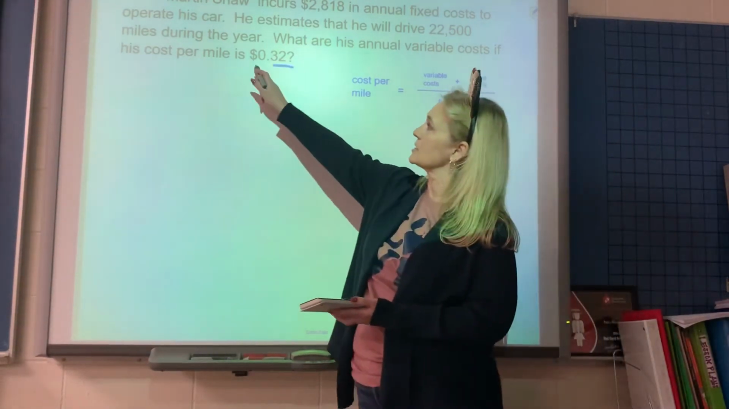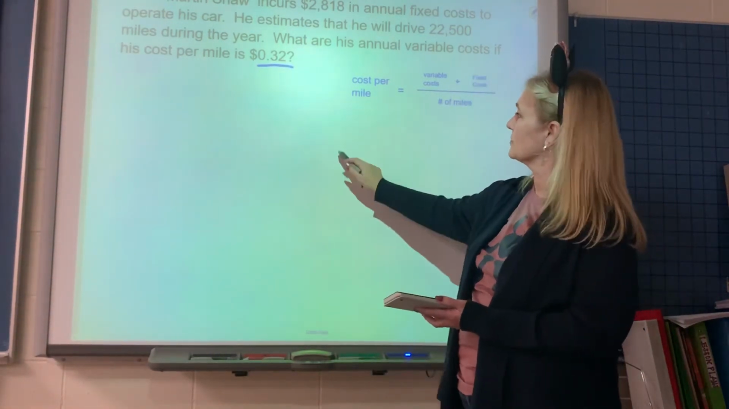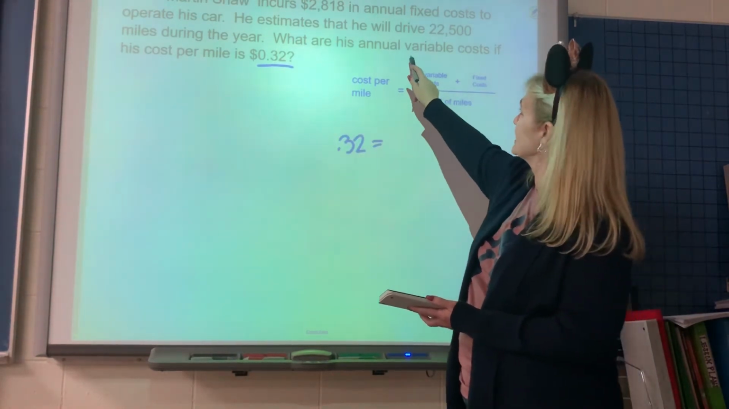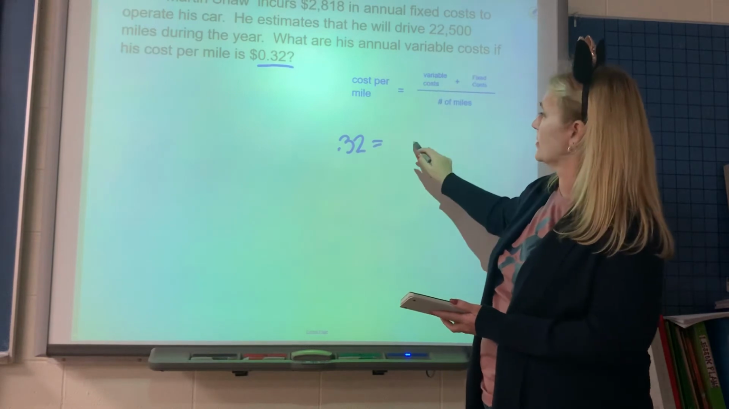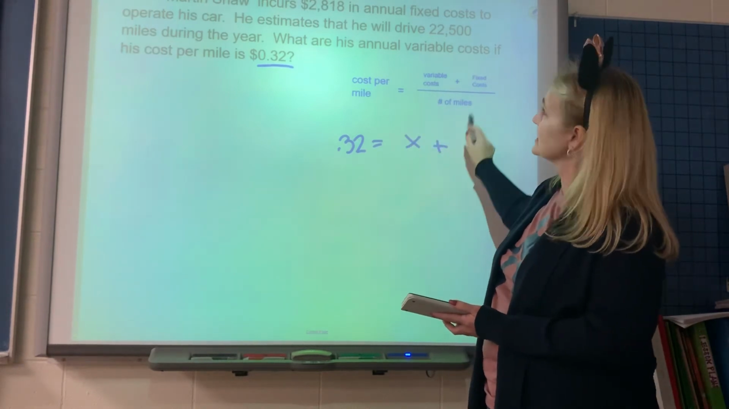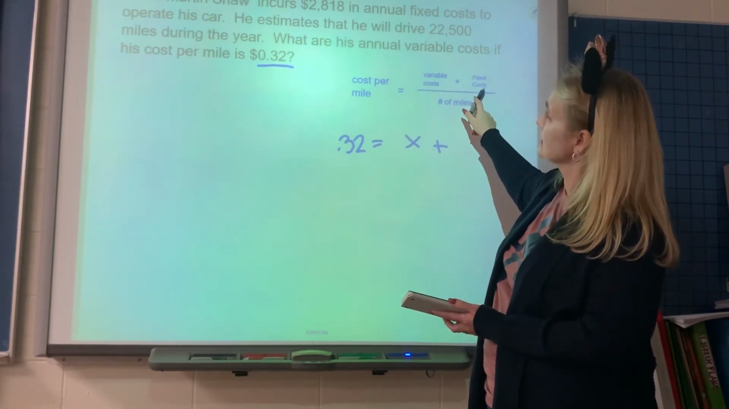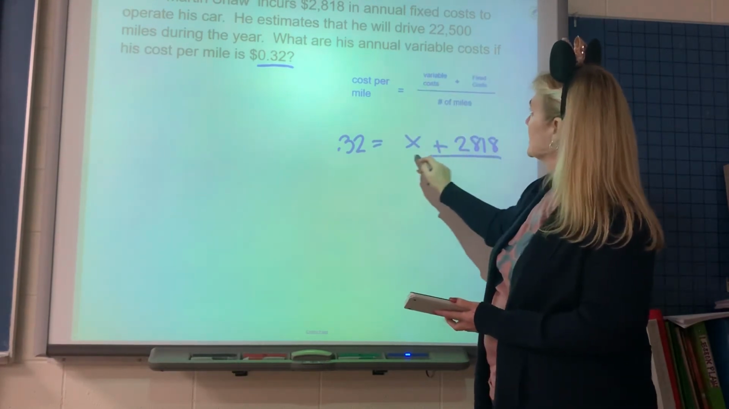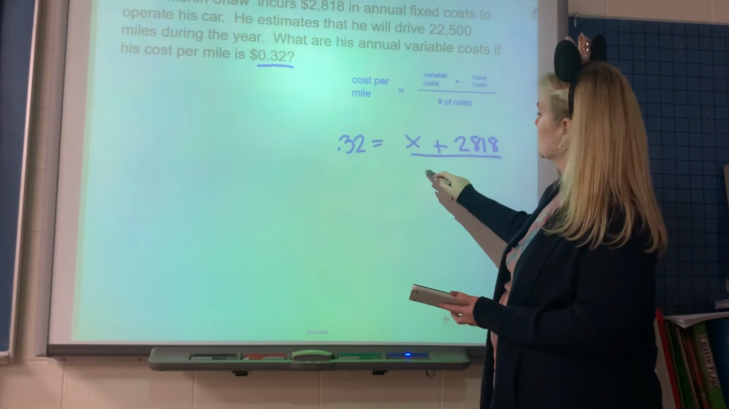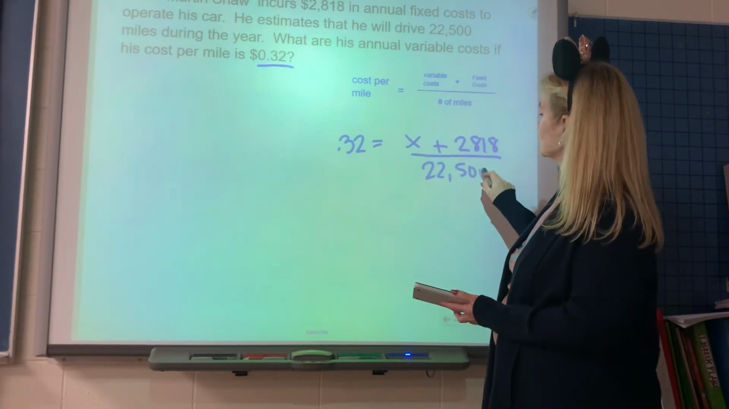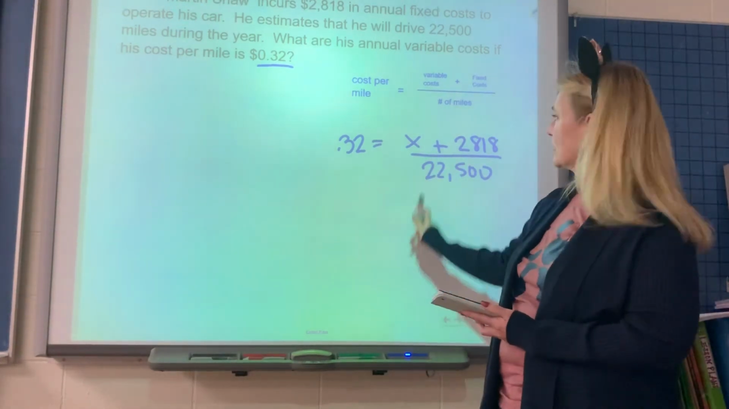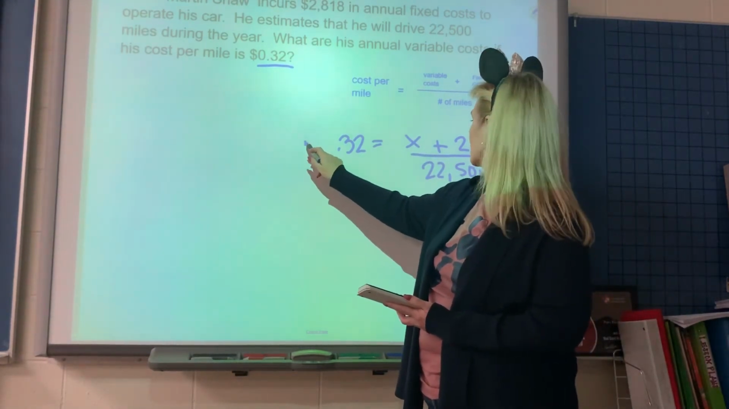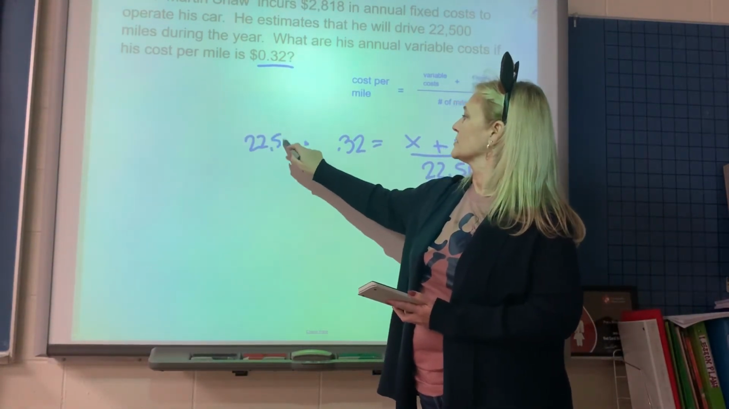So they told us the cost per mile is 32 cents. So put it here for the formula: 32 cents a mile. What are his annual variable costs? That means we do not know the variable cost. That is your X. Plus, the fixed costs is $2,818. It was given in the problem. And he estimates he's going to drive 22,500 miles. So it's just like the last one. Your variable costs are missing. You want to multiply this number over to the other side. So we're going to multiply by 22,500.